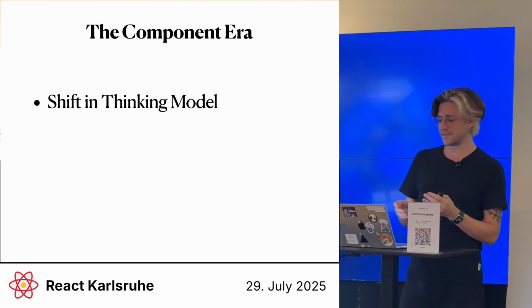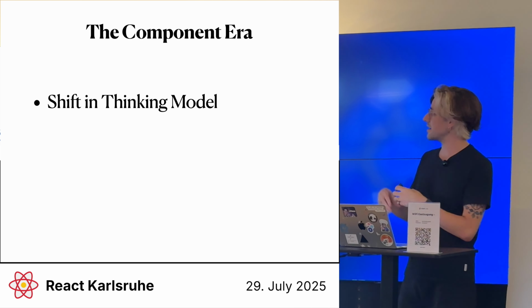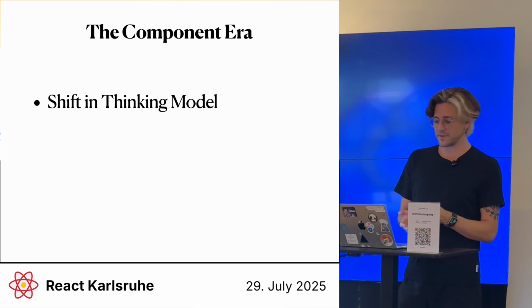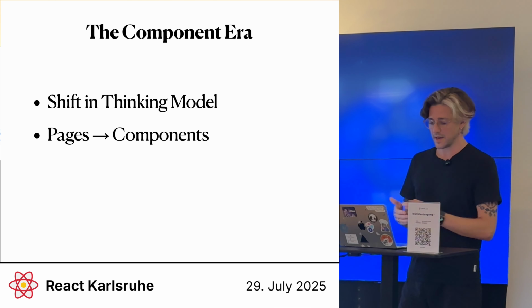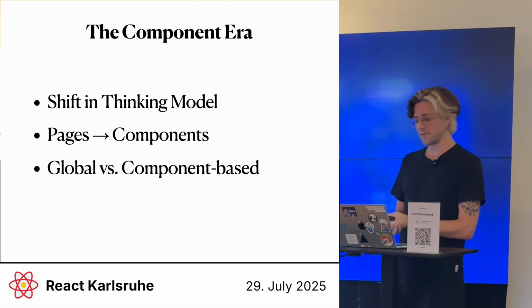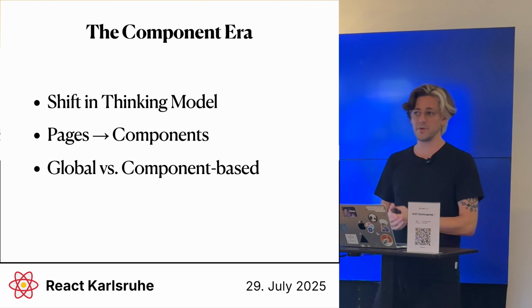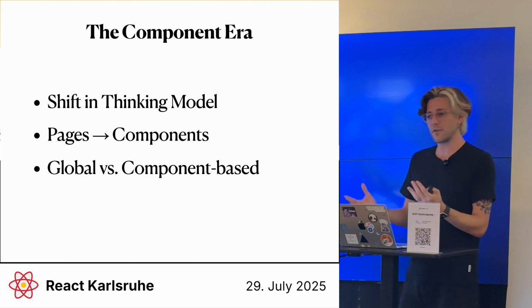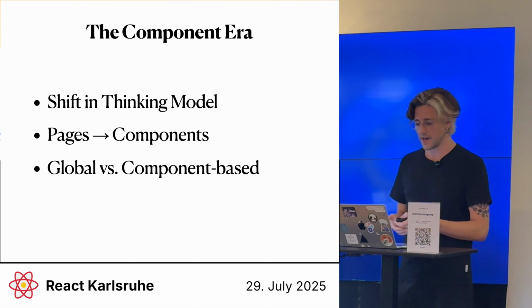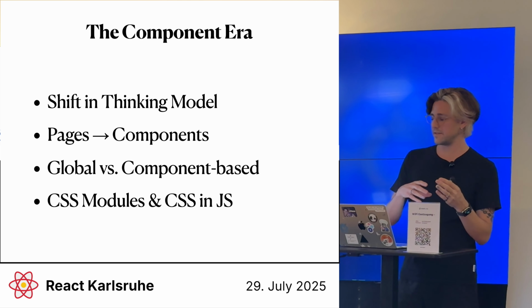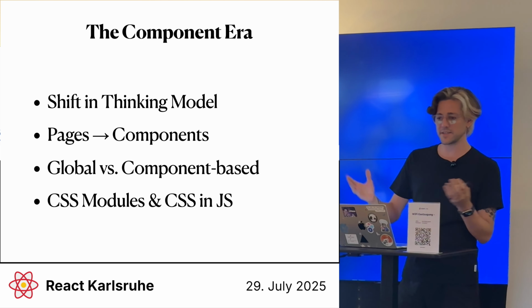When React was released, it introduced a shift in how we think about building apps. For the first time, we thought in terms of components, not in pages. This sparked a very interesting question: how do we style our components? Because CSS is global, after all, and it doesn't quite fit with this component-based approach. That question eventually led to the creation of CSS Modules and CSS-in-JS libraries as well.